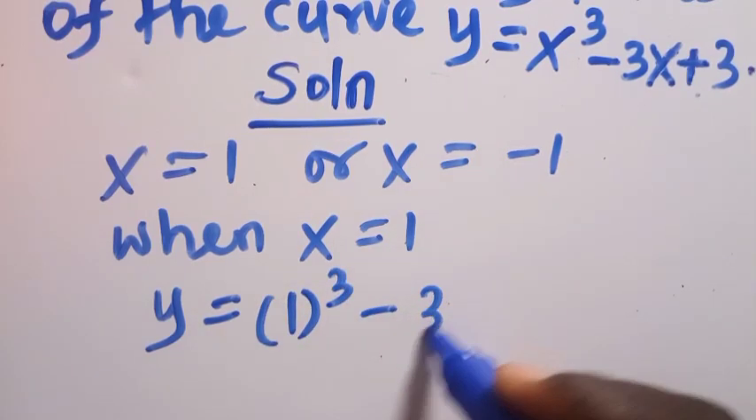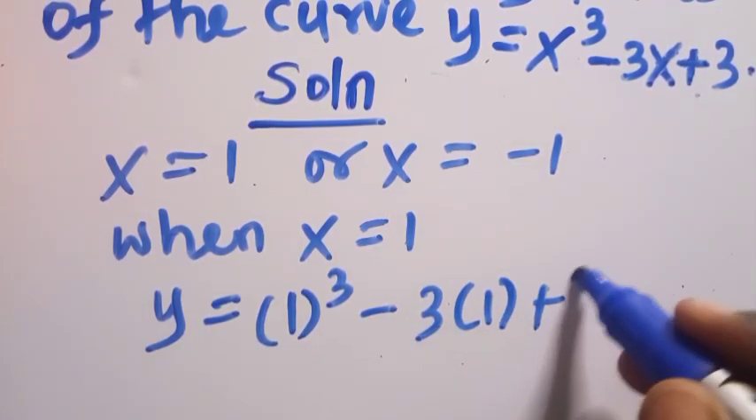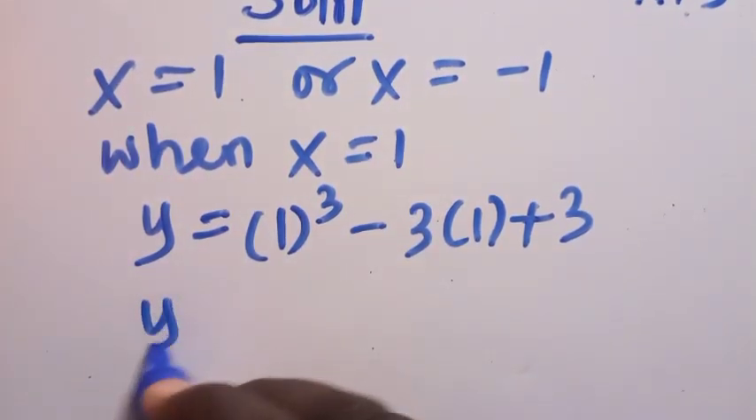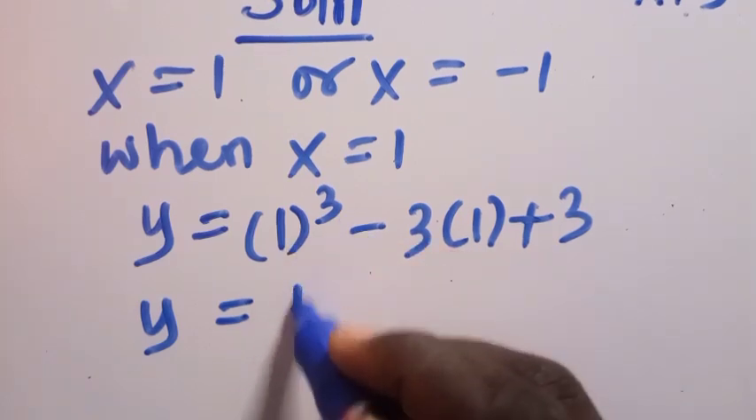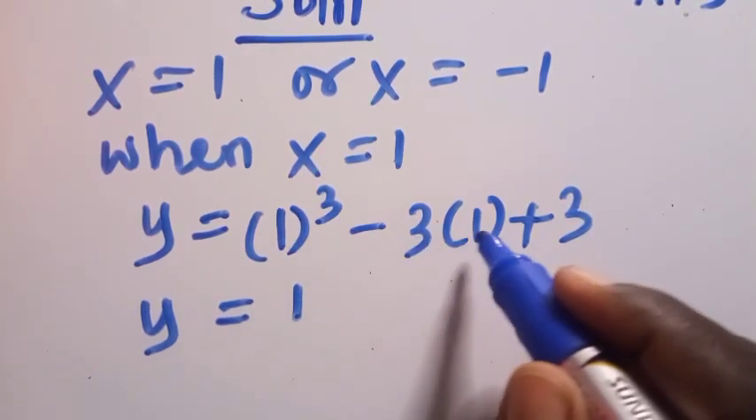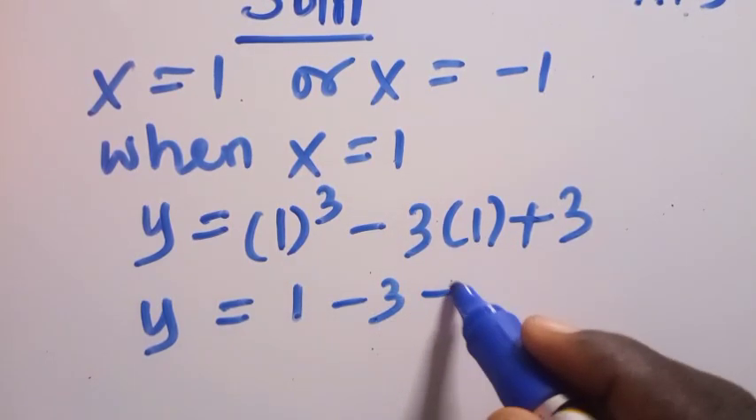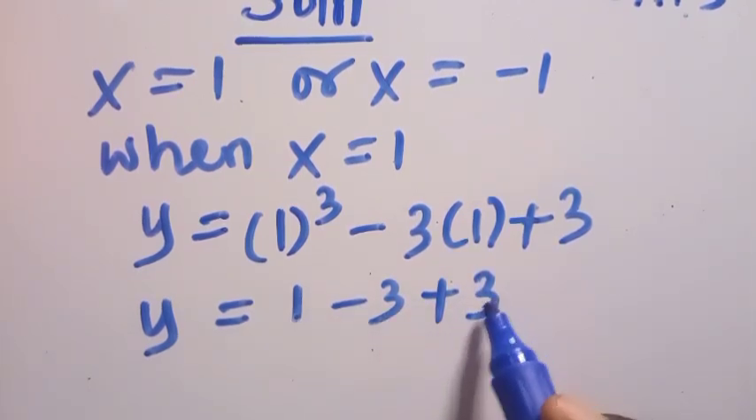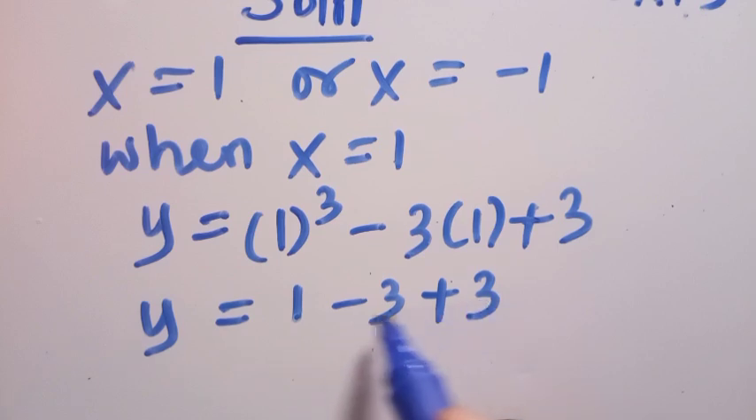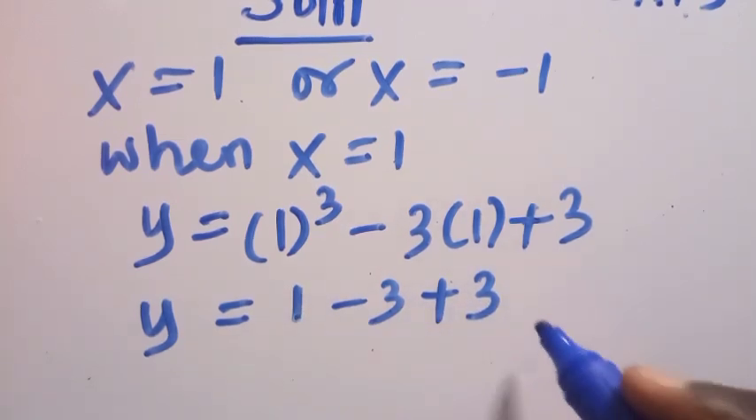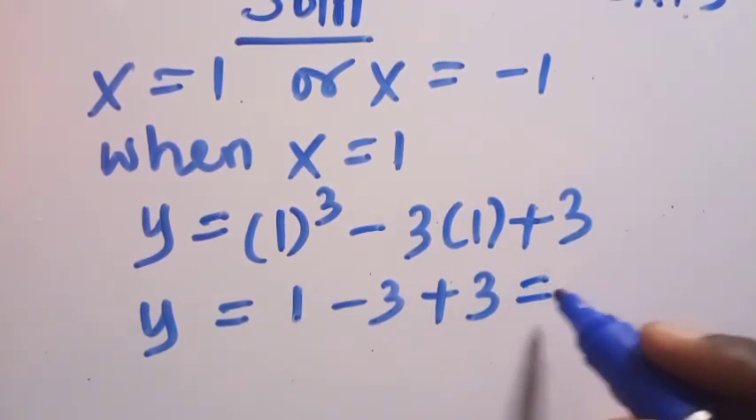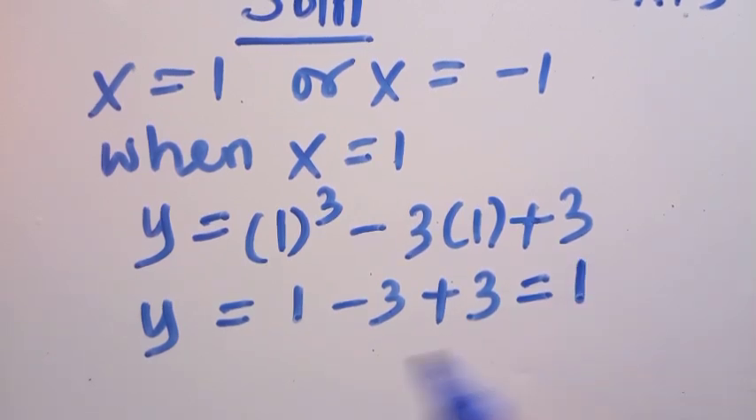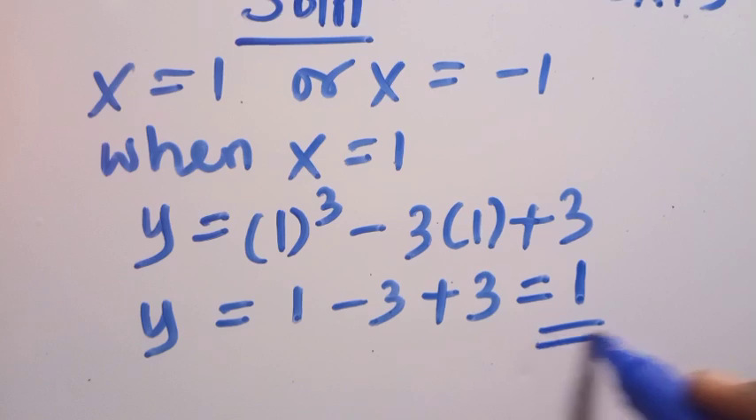then minus 3 into 1, then plus 3. Then in this case, y equals 1 cubed is 1, then negative 3 times 1 is negative 3, then plus 3. It will be 1 minus 3 plus 3. Negative 3 plus 3 is 0, then plus 1 is 1. The value of y will be 1.